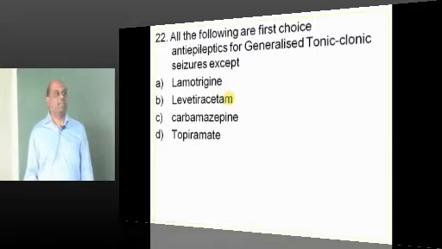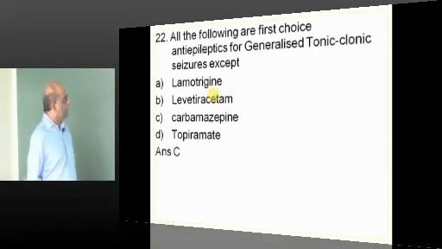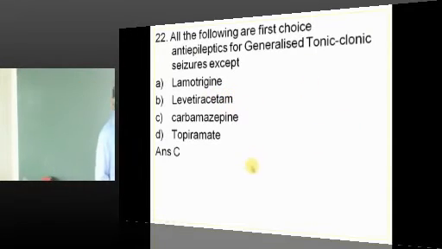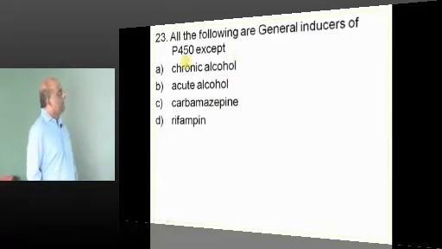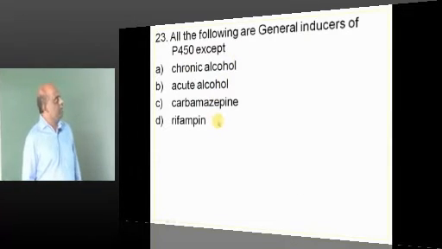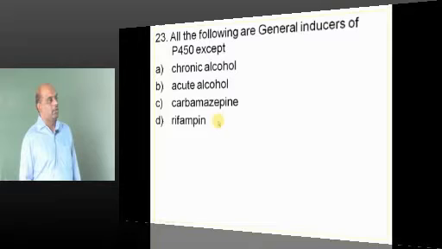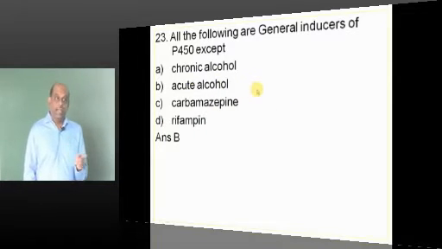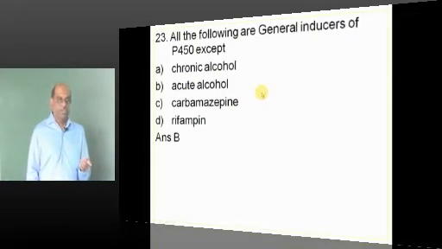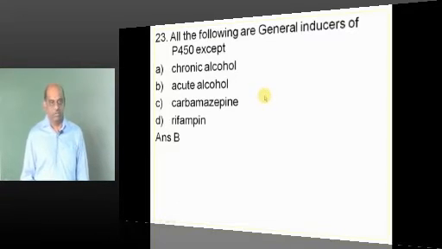In GTCS, what is not a first line? C. Carbamazepine. Valproate is first line, not carbamazepine, which is a second line, which is a P450 inducer. What is your answer? B. Huh? You thought? B. Acute alcohol. Acute alcohol, very good. You must know between acute alcohol and chronic alcohol, which is inducer, which is inhibitor. There is a difference between the two.